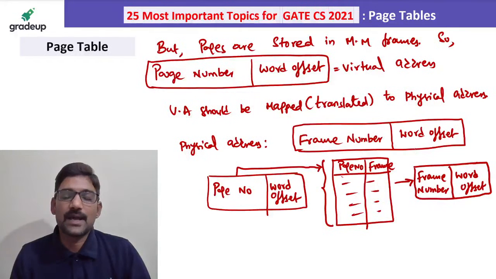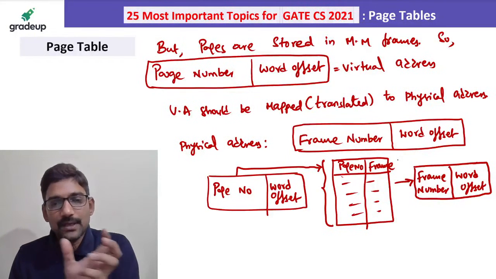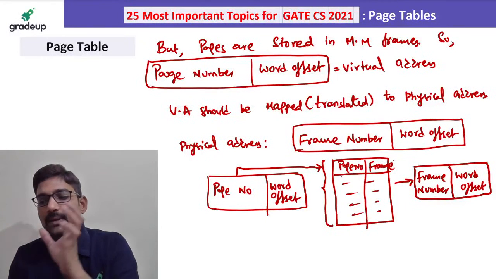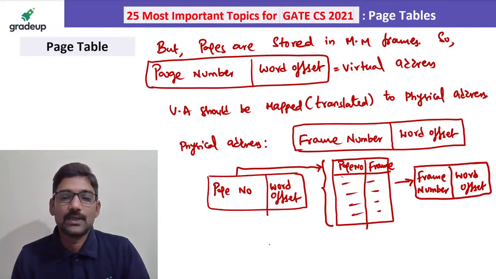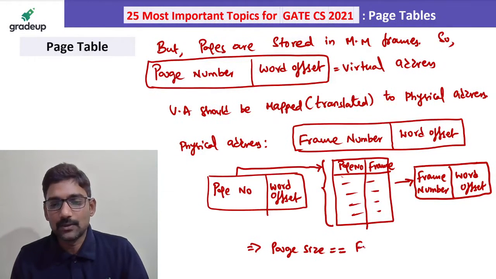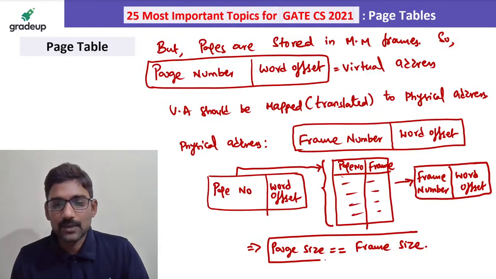This translation happens. So here what we can understand, how many words in one page, same number of words in one frame. That means page size must be equal to frame size. This is very important point we have to understand.